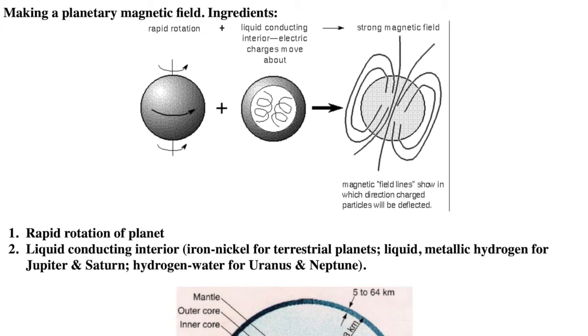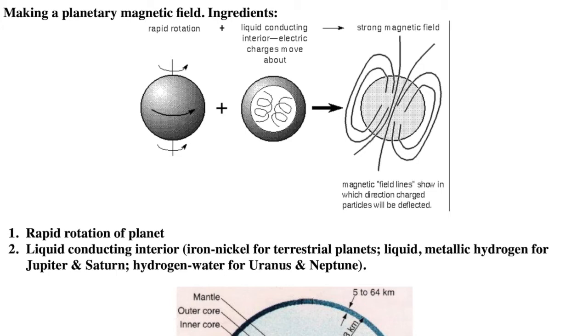The liquid conducting material in a planet's interior can be made to swirl about if the planet is rotating quickly enough. The faster a planet rotates, the more the material gets stirred up and therefore the stronger the generated magnetic field. If the liquid interior becomes solid or if the rotation slows down, the magnetic field will weaken.